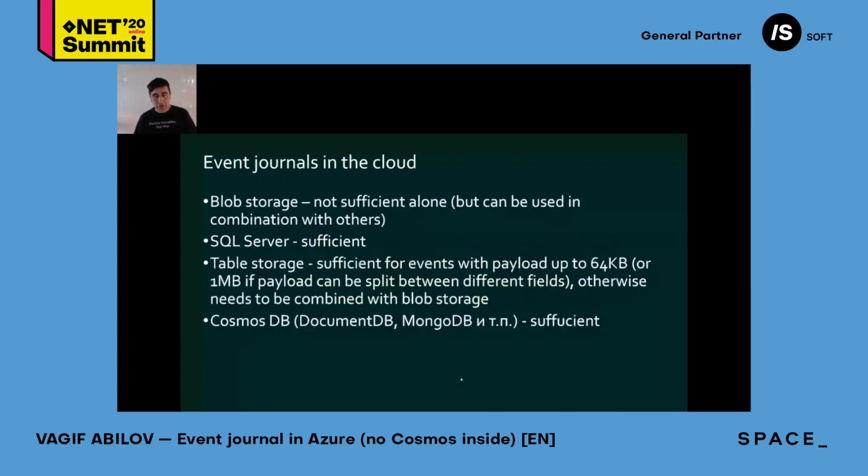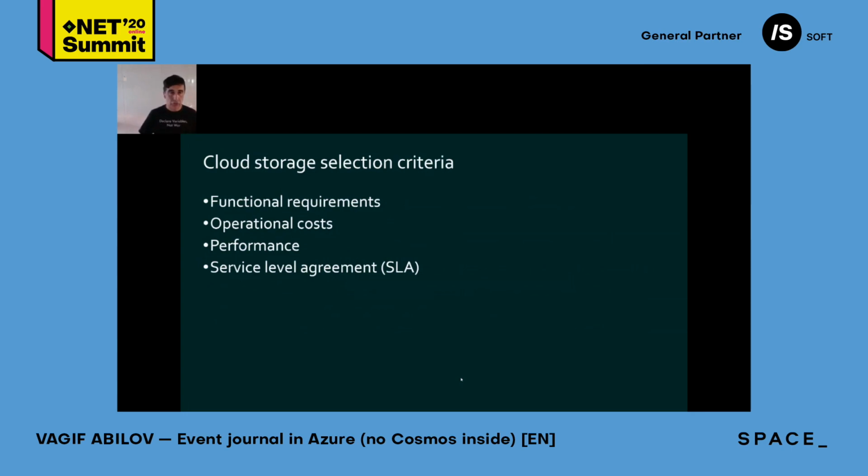We have blob storage, not sufficient alone, can be used in combination with something else. SQL Server, sufficient. Table storage, sufficient for events if you know that payload has limited size. A single field in table storage can have up to 64K. But of course you can compress fields, so you can maybe get around 1 megabyte, or you can split it into different fields, or you can combine it with blob storage, as I will show in the examples. Of course, you can use CosmosDB, which is sufficient, and it's a multi-paradigm database. So if you're used to MongoDB, for example, that's one of the options. We were used to MongoDB, but we didn't choose Cosmos.